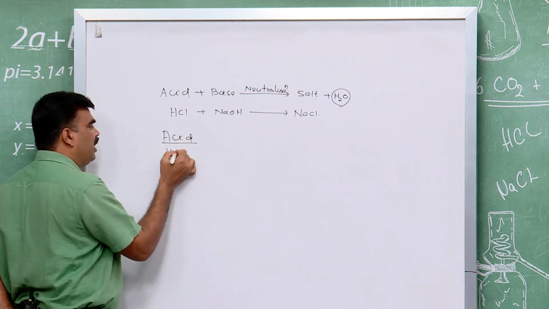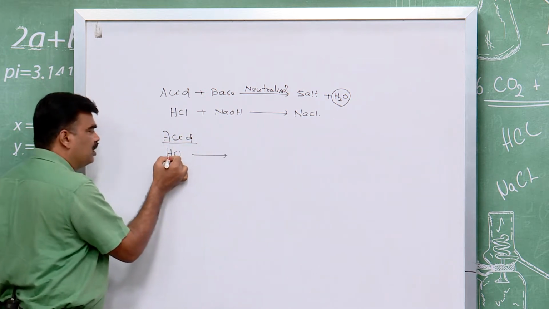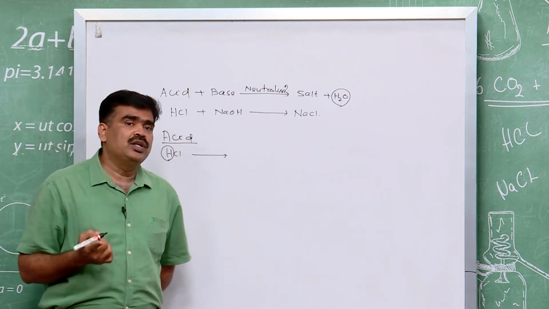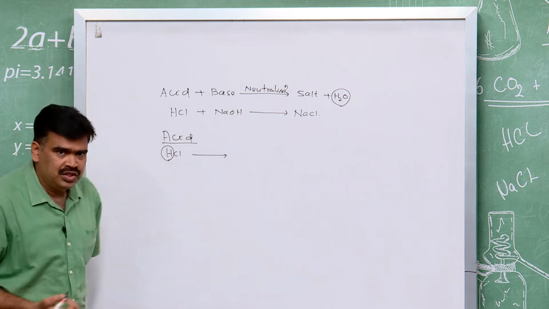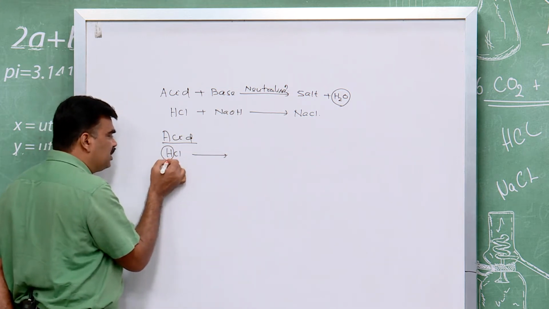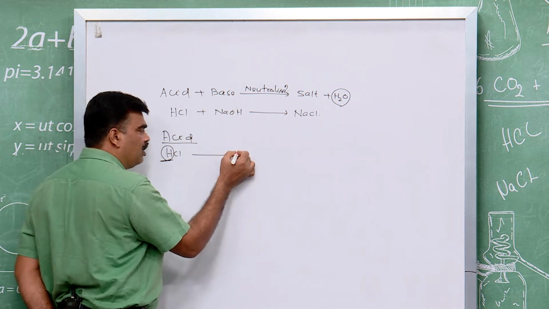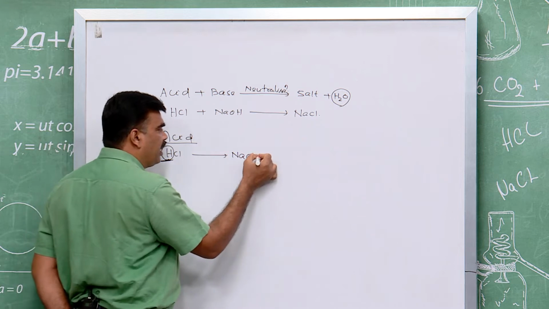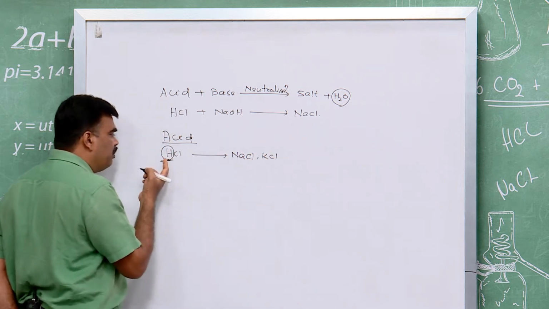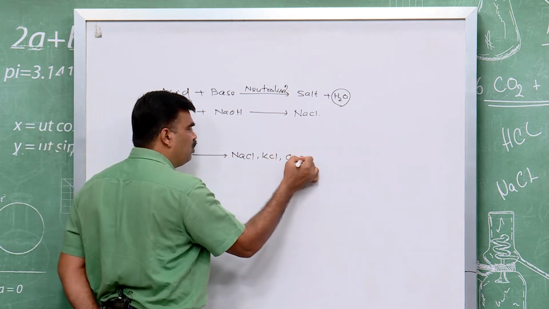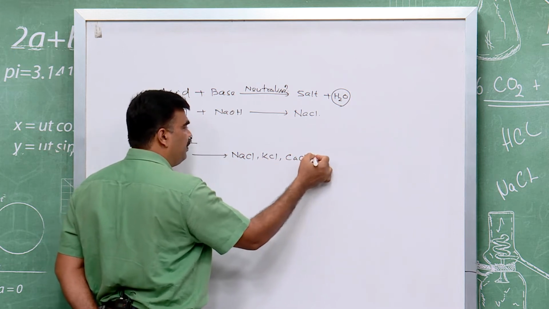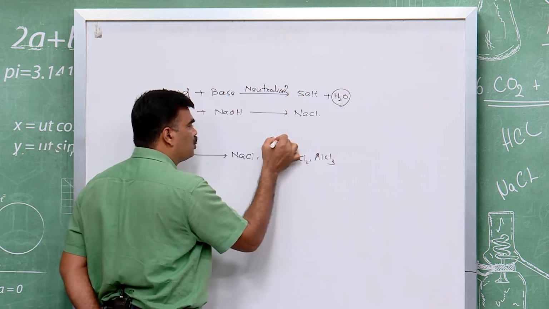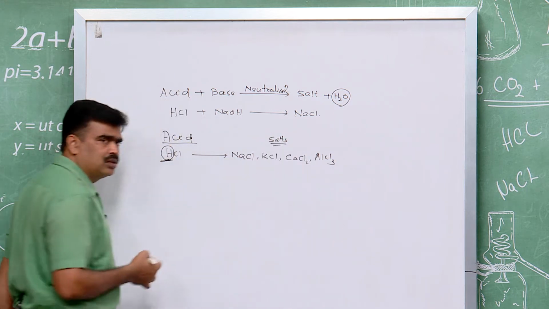You see, here it is acid. If I take HCl and replace the replaceable hydrogen atom, meaning the hydrogen which can be ionized as H plus, by some metals like Na, I get NaCl. If I replace this hydrogen by K, it will give you KCl. If I replace it by calcium, it will give you calcium chloride according to its valency. If I replace it with aluminium, you will get aluminium chloride. So these are salts.